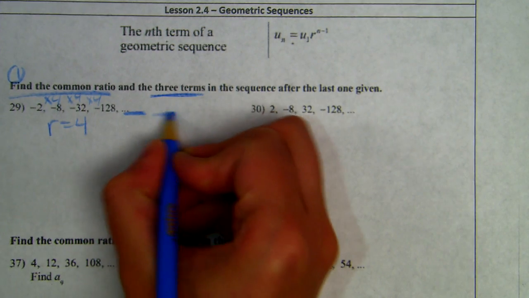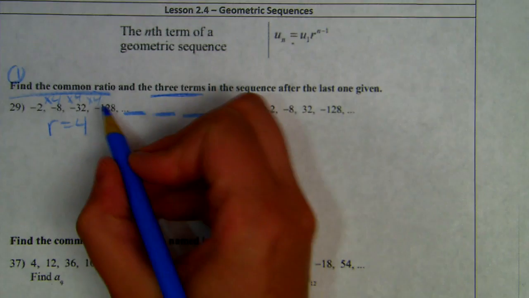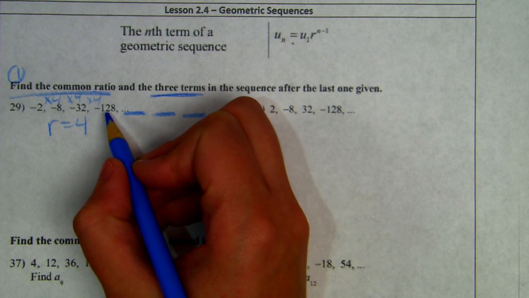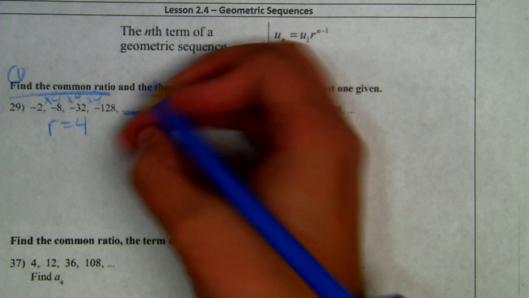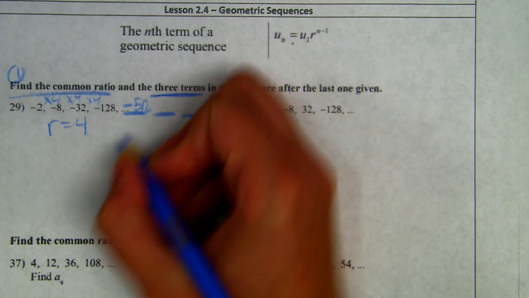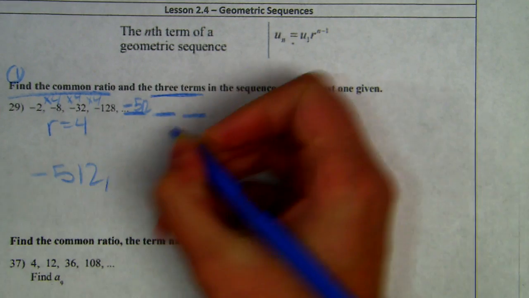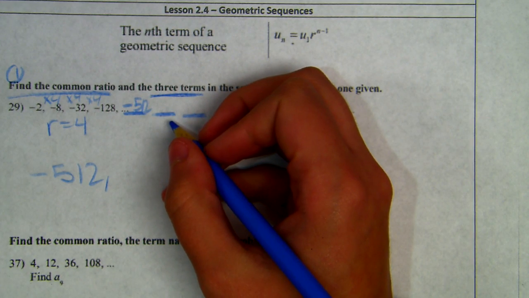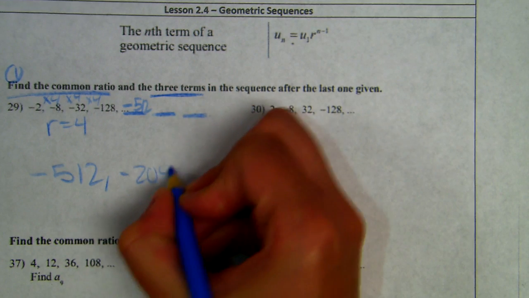I'm going to write out 3 more spaces because I think by now we should see a trend. If we take -128 times 4, that gives us -512. I'm going to write them below too. So here we have -512. -512 times 4 gives me -2048.